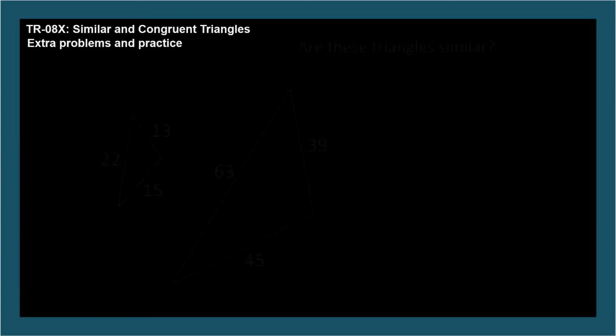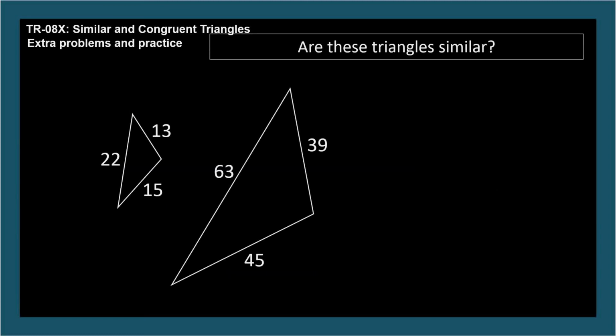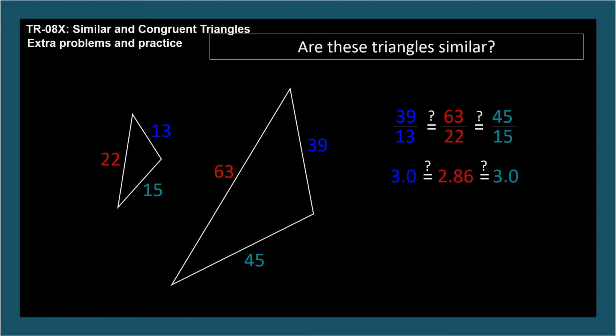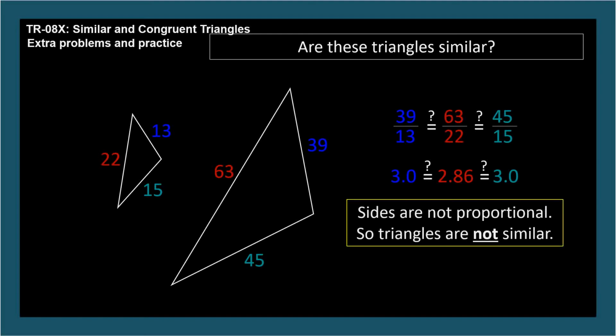Are these triangles similar? Well, if they're similar, then there will be a constant proportion between the lengths of their corresponding sides. Let's color code the corresponding sides and set up the ratios. So the question becomes, are these terms equal? No, they're not, so the triangles are not similar. The corresponding sides of similar triangles have proportional lengths, and these are not proportional.